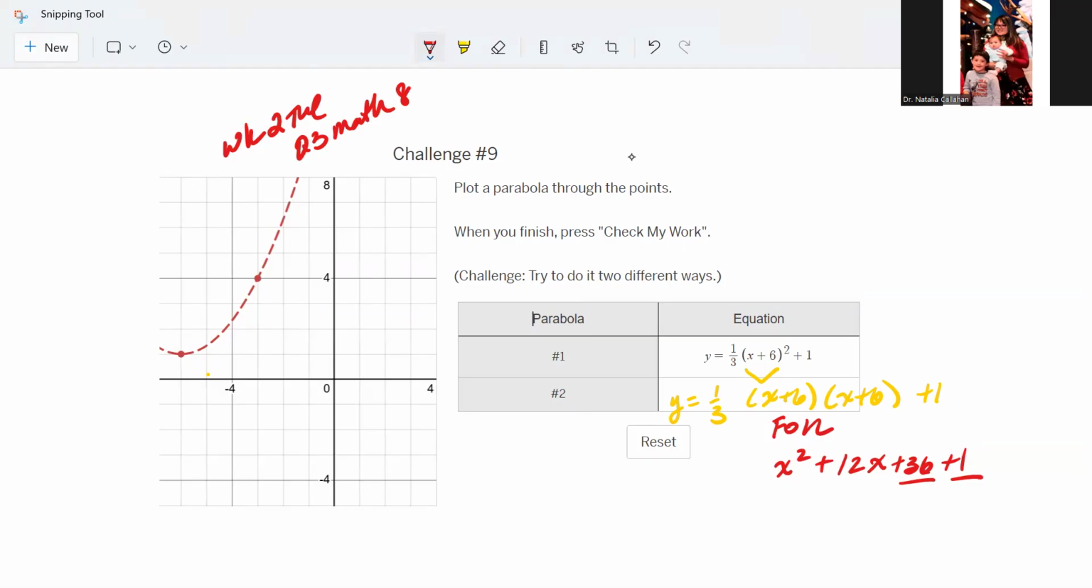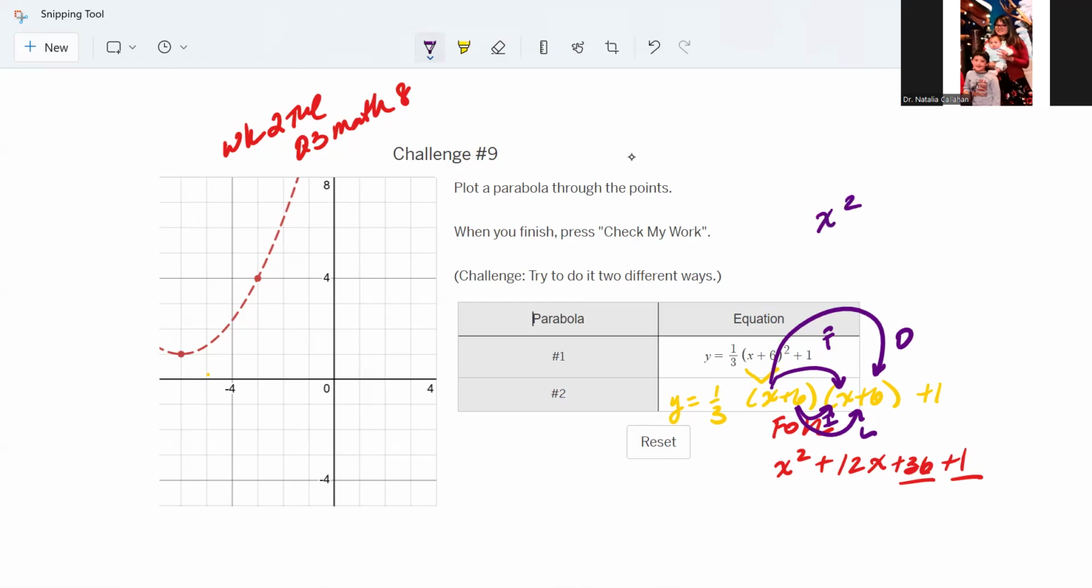Do you see how you're foiling this right here? Make sure you foil it, right? Okay, so let's review how to do this. First, that's F, correct? Outer, yes? Inner, last. Do you see that?